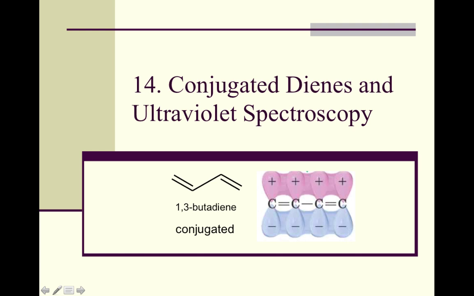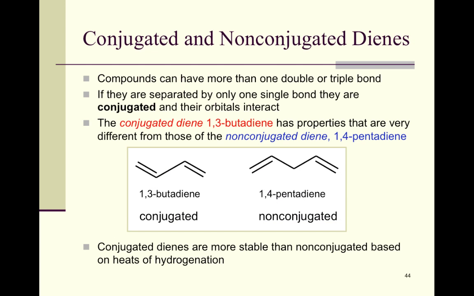Conjugated dienes and UV spectroscopy. Conjugated and non-conjugated dienes. Compounds can have more than one double or triple bond. If they are separated by only one single bond, they are conjugated and their orbitals interact. The conjugated diene 1,3-butadiene, shown here, has properties that are very different from those of the non-conjugated 1,4-pentadiene. Conjugated dienes are more stable than non-conjugated dienes based on heats of hydration.